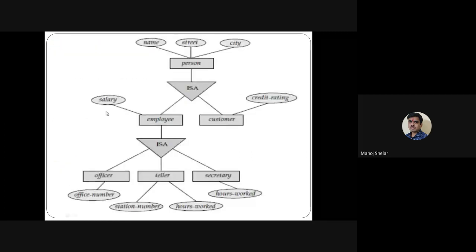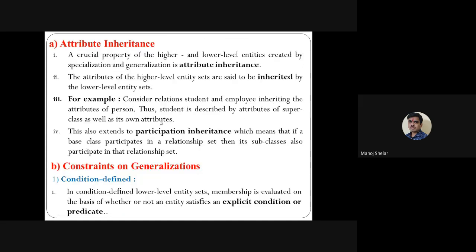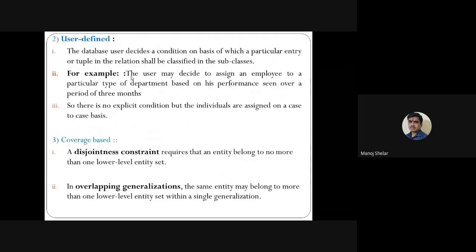One simple example: suppose person is a higher level entity and a person is an employee. This is a simple disjoint condition. Then the coverage-based disjoint constraint: a disjoint constraint means an entity belongs to only one lower level entity set.